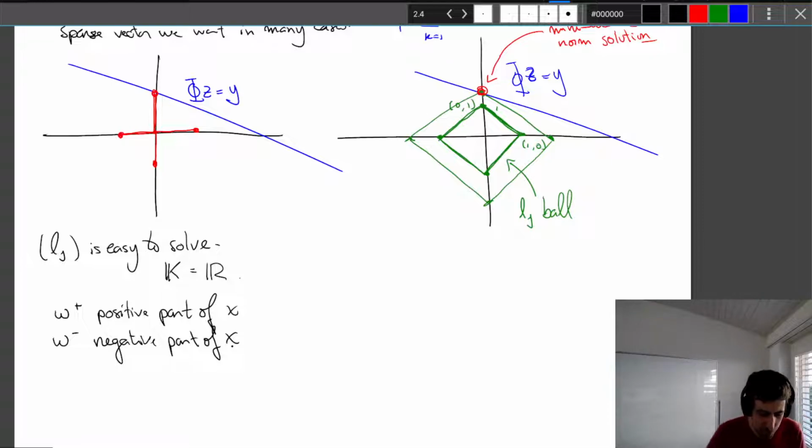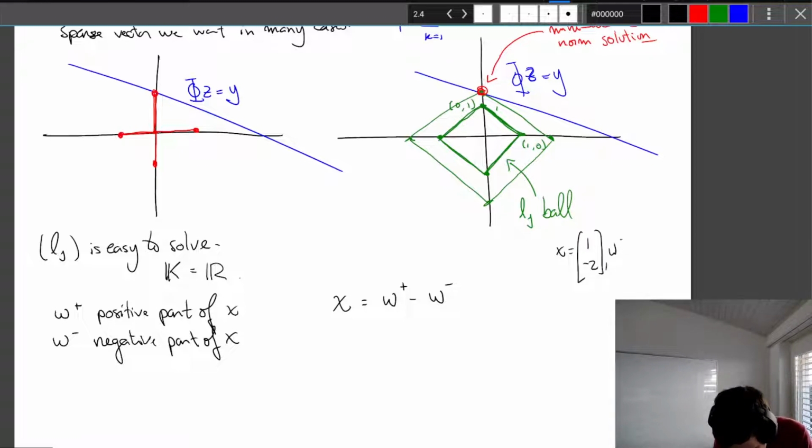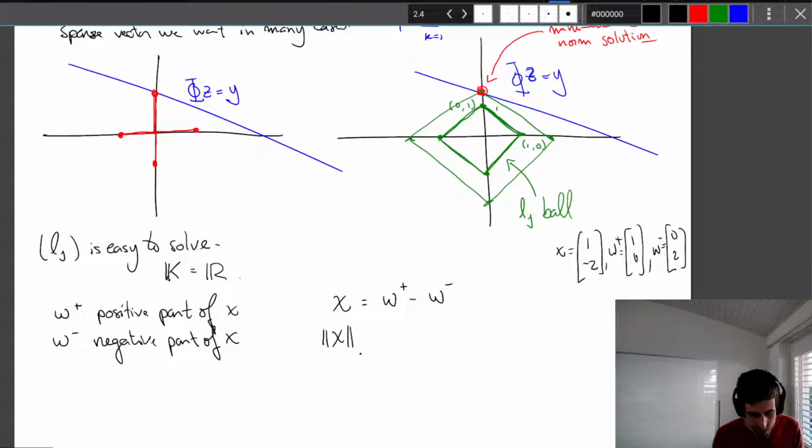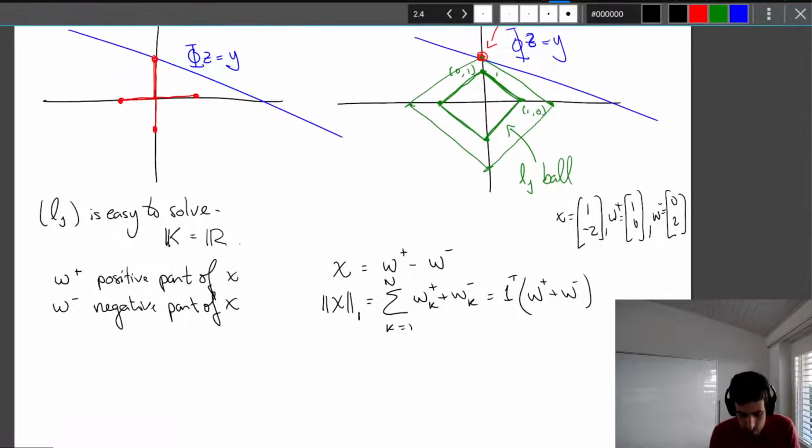If you define these variables, and then we optimize over them, we get a few things. We get that X is equal to W plus minus W minus, because it's the positive part minus the negative part. So if X is, say, 1, minus 2, I think of W plus as being 1, 0, and W minus as being 0, 2. So X is equal to W plus minus W minus, and the L1 norm of X is nothing but the sum of the entries of this. So it's the sum over K from 1 to N of WK plus WK minus. Another way to write this is just 1 transpose, the whole ones vector, times W plus, W minus.